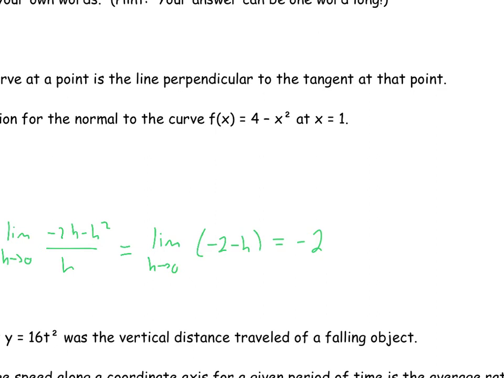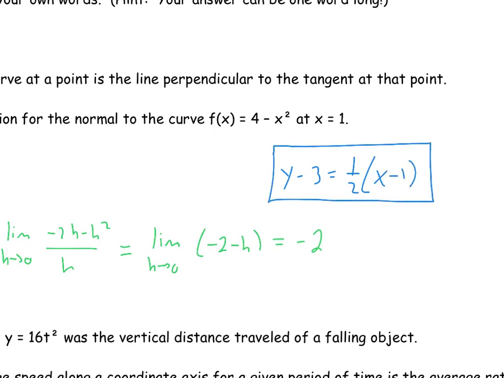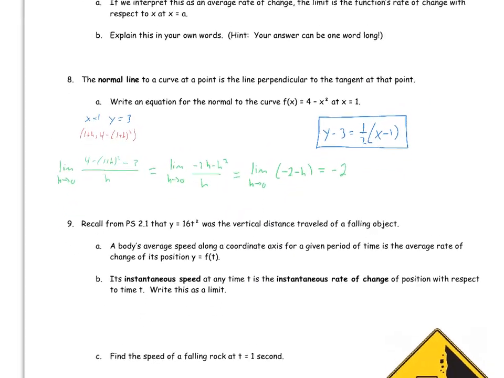So the slope of the normal line then is 1/2, and the normal line passes through the same point as the tangent line. So the point is still (1, 3). So then we just do y minus y1 equals our slope. Remember, it's perpendicular, so it's opposite reciprocal, times x minus x1. And that is the equation for the normal line at x equals 1.